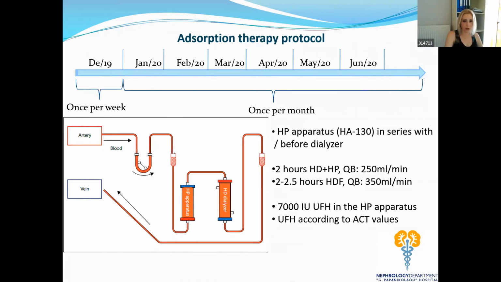Adsorptive therapy started for the first 2 hours on each patient with a blood flow of 250 milliliters per minute. And past its saturation time, the patients received online hemodiafiltration for the next 2.5 hours with a blood flow of 350 milliliters per minute. We used unfractionated heparin for the anticoagulation of the circuit according to ACT values.